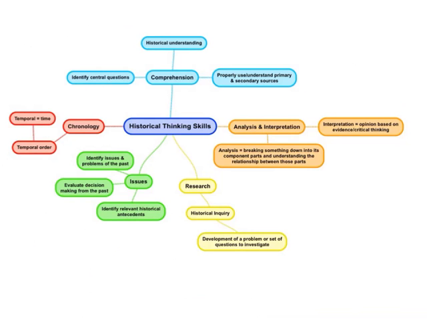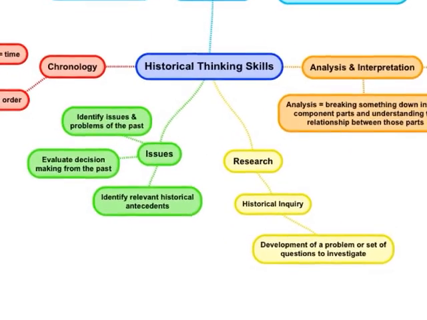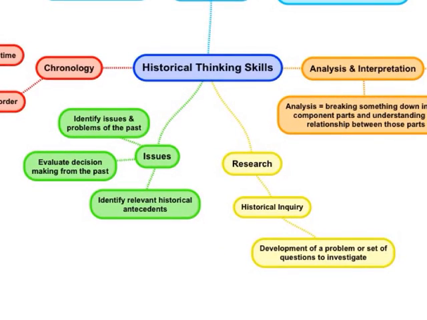Now we're going to talk about the historical thinking skills of research and issues. Okay, now these two things need to happen at the same time because they are two sides of the same coin. They work together. So when you're looking at research, you need to have a sense of what issues you'd like to explore, right? Research involves historical inquiry, so you need to develop a set of problems or a set of questions to investigate. You do this by starting with the past itself and identifying key issues and problems that presented themselves in history.